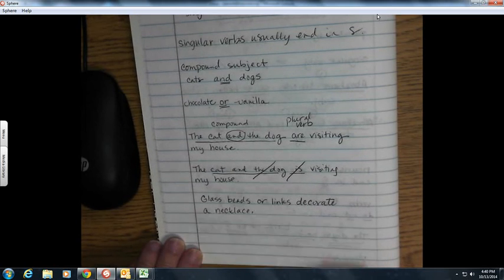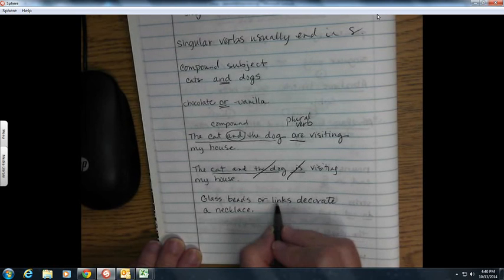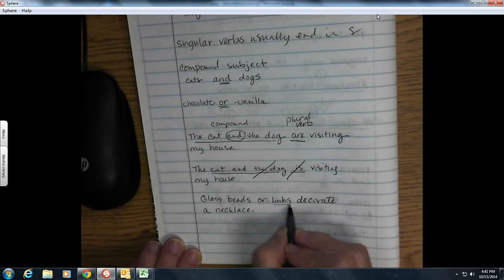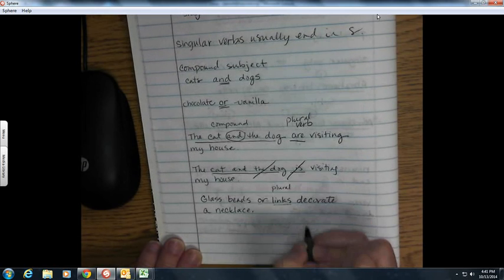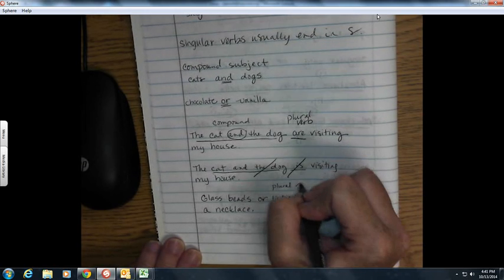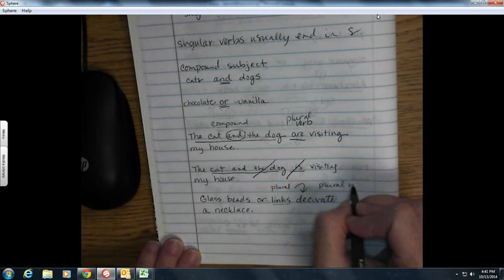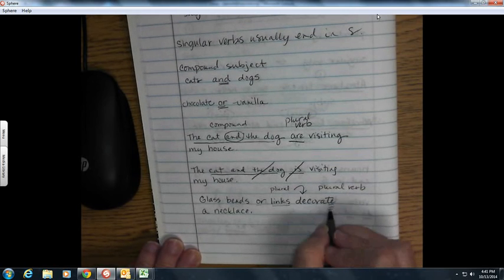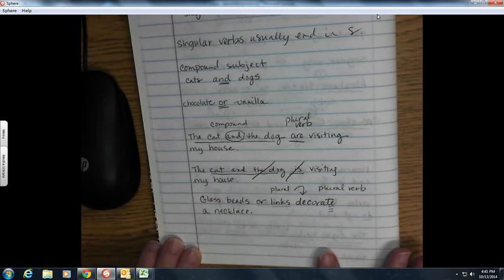We know that we see the word or. We look at the subject closest to the verb, which in this case is links. Links ends in S. It's more than one. It's plural, which means that the verb next to it must also be a plural verb. And decorate does not end in S. Decorate is the plural form. Glass beads or links decorate a necklace. That is correct. Now look at this next one.